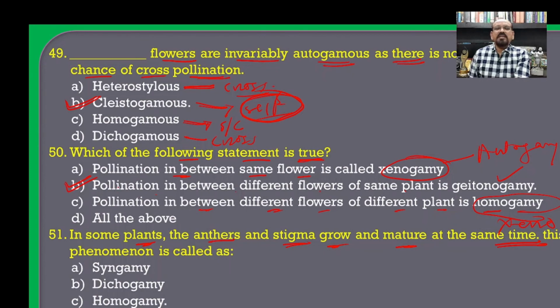They are known as the protandrous condition and protogynous condition respectively. If they mature at the same time, it is known as homogamy, and when they mature at different times, it is known as dichogamy. The fusion of male gamete and female gamete is syngamy, that is the fertilization, and when flowers are permanently closed, it is known as cleistogamy, and hence the correct answer for this question will be C.